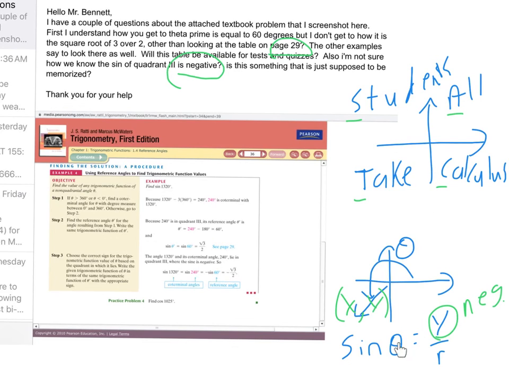Or you can go back and just think of x's and y's. X and y are positive here, x is negative and y is positive here, etc. You can think of it in those terms, but this is a common way of memorizing.